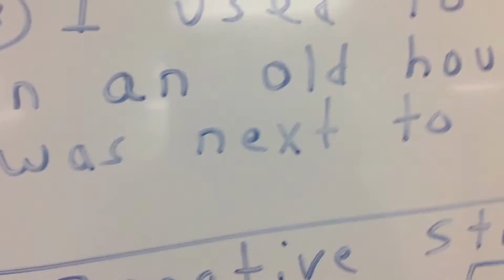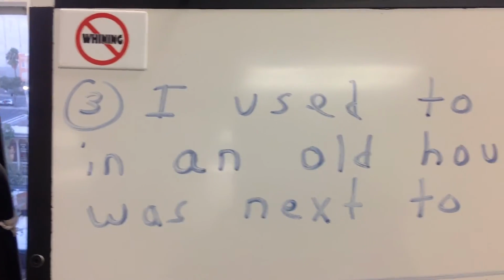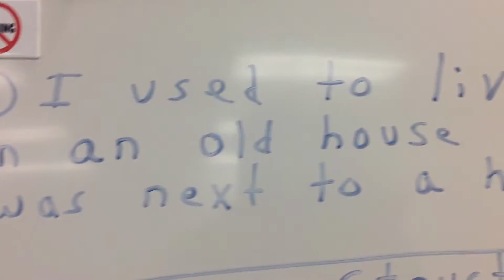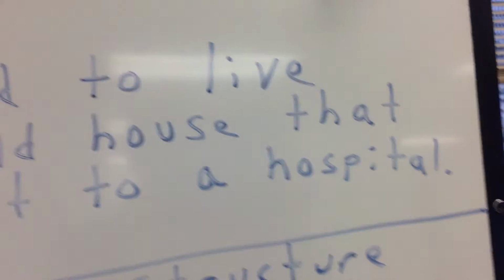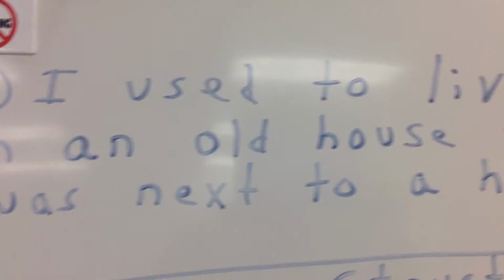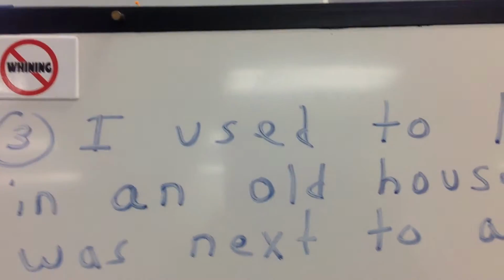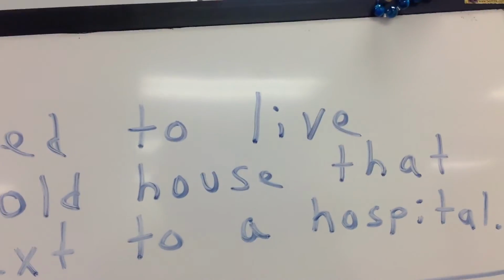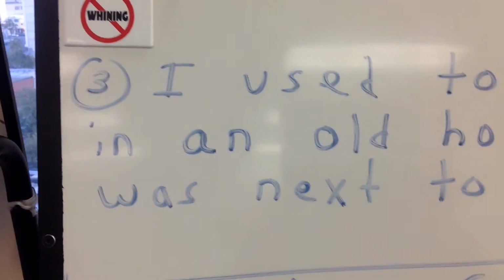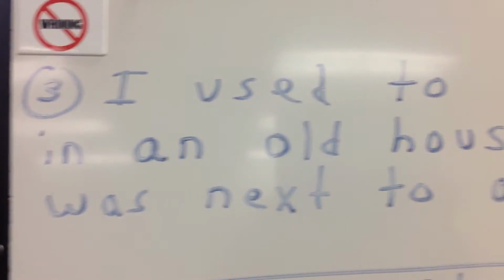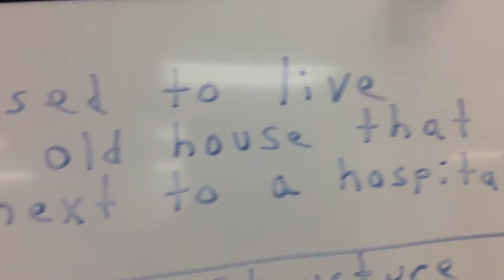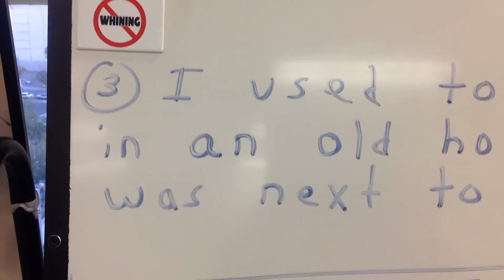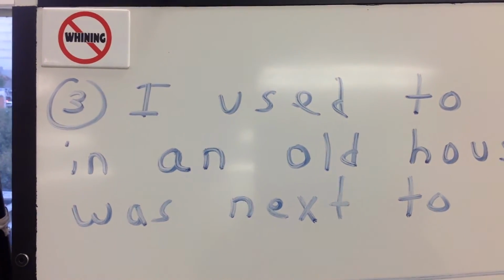The third example for today is I used to live in an old house that was next to a hospital. So again, the subject is I, used to, plus the base verb. In this case, it's live. And then the thought is in an old house that was next to the hospital. Those are the positive situations, used to plus the base verb.